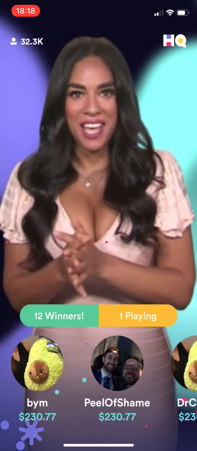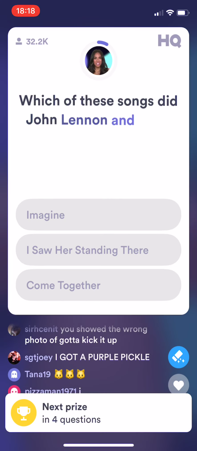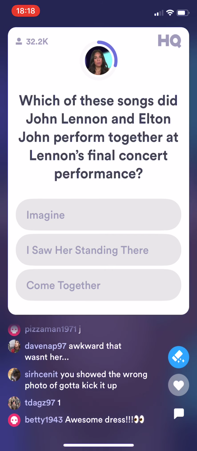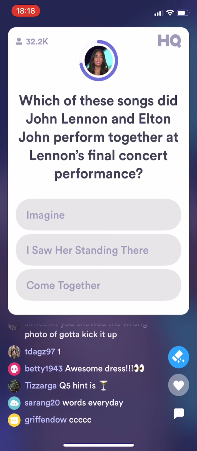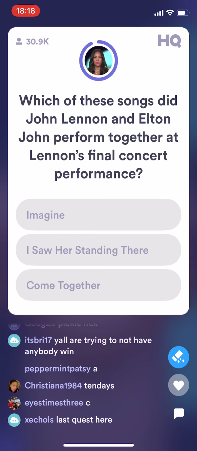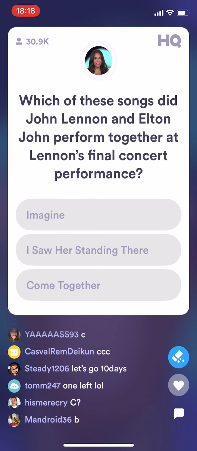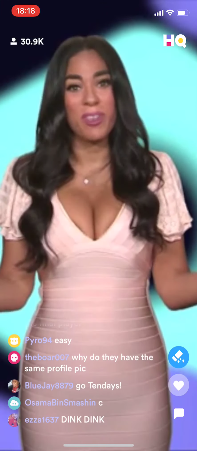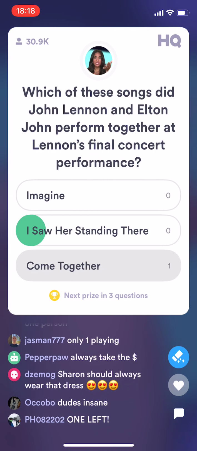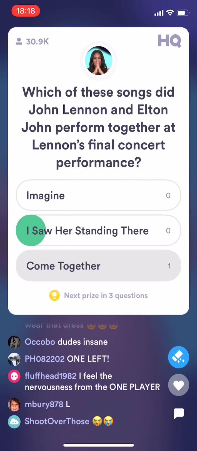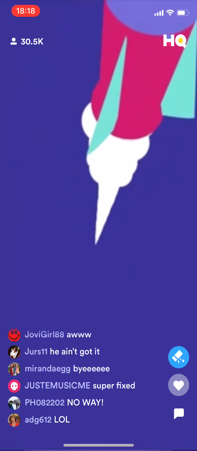Awesome stuff, guys. The rest of you, all right, you're brave. Q18. Which of these songs did John Lennon and Elton John perform together? Lennon's final concert performance. Imagine, I Saw Her Standing There, Come Together. Must have been epic. If you went for Imagine, you'll just have to imagine what victory tastes like. I Saw Her Standing There. Are you still standing? Oh, nobody got that correct.